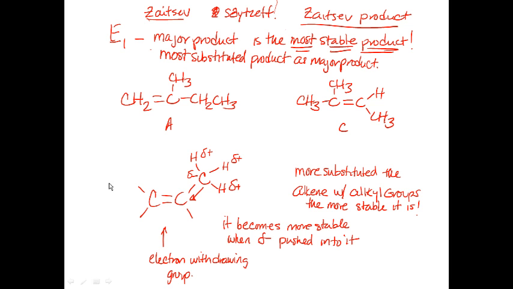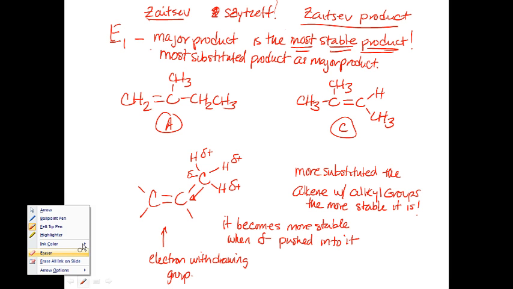So now let's go back to products A and C. Can you figure out which of these two products, either A or C, is the more stable product of the reaction, and therefore would be the major product of this elimination reaction? Well, if you said, well, wait, what if I don't know? How am I going to judge that? Well, then let's go back to basics.